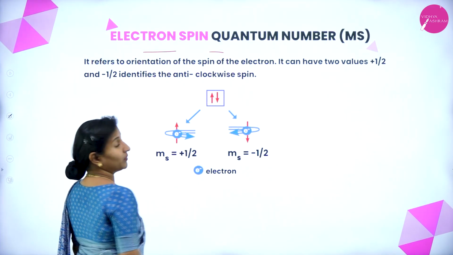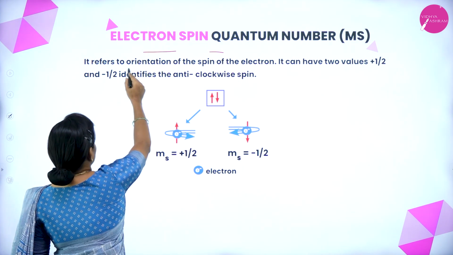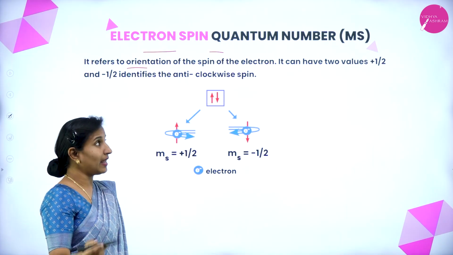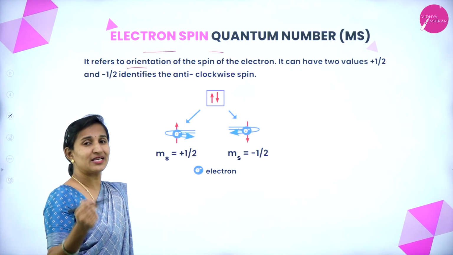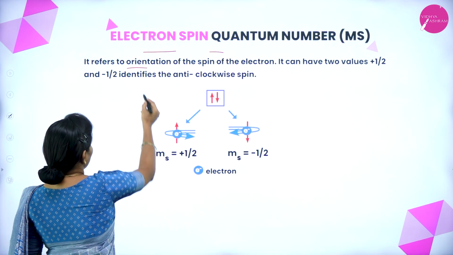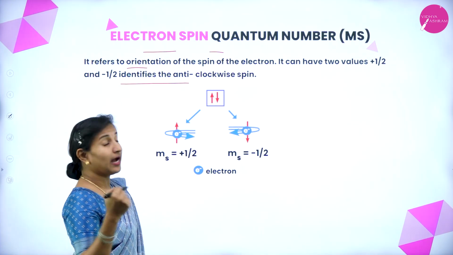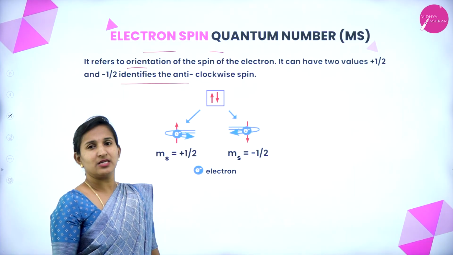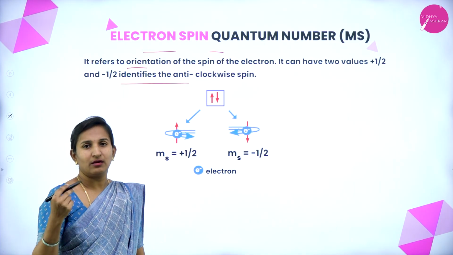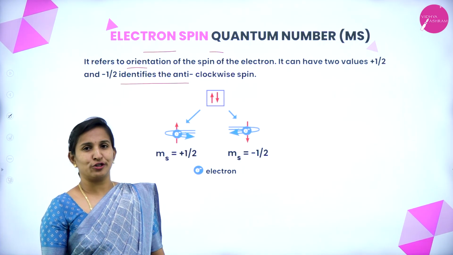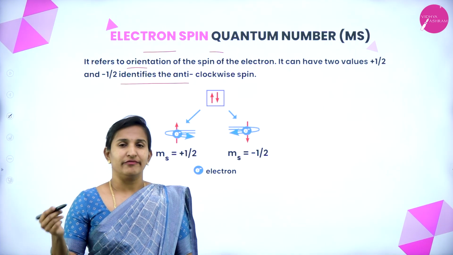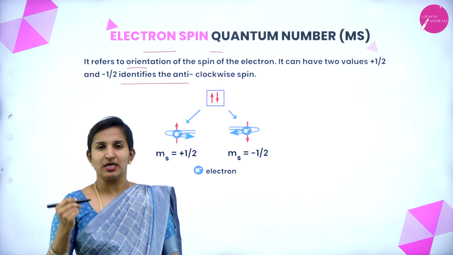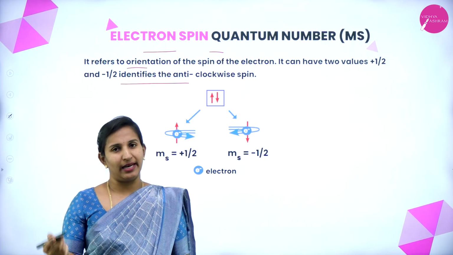Electron spin quantum number. It refers to the orientation of the spin of an electron. It can have two values, plus half or minus half. These identify the clockwise and anti-clockwise directions. If the plus sign is there with the half, it is considered as clockwise movement of an electron. If minus half is there, it is considered as anti-clockwise movement of the electron.